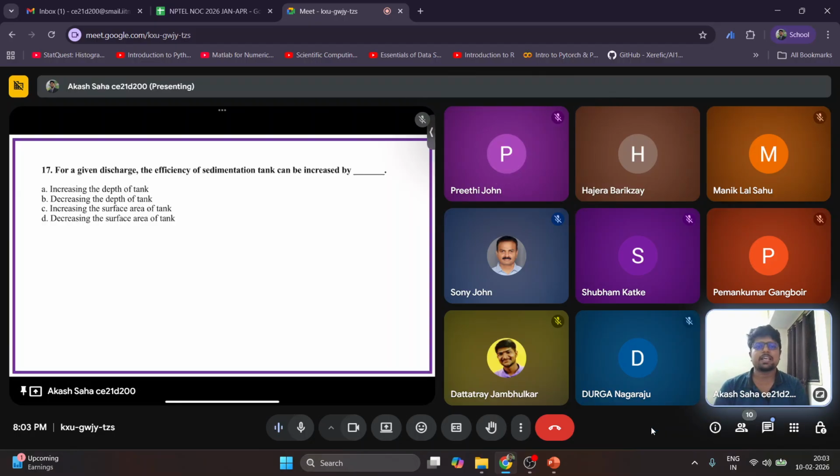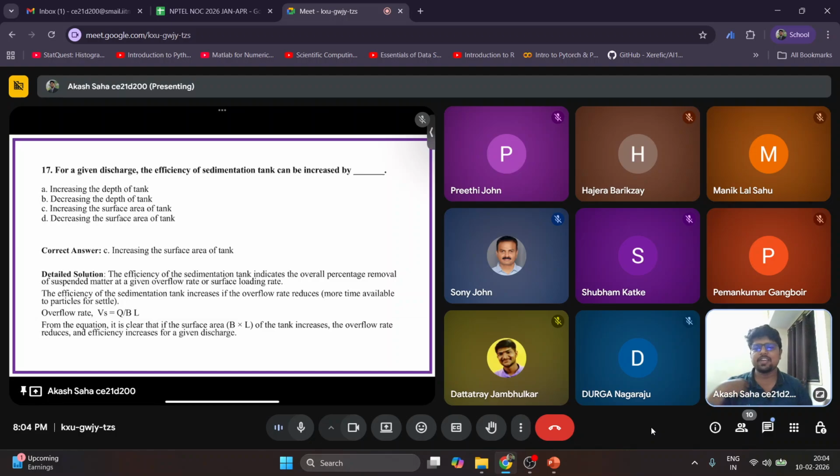Okay, but we are seeing one formula again and again, right? So we know that surface overflow rate is equal to discharge by the surface area. So to increase the efficiency, we have to decrease the overflow rate. The lower the overflow rate, more particles will be settling. Okay, so based on that formula only it is coming. To decrease the overflow rate while keeping the same discharge, so Q is not changing, we have to increase the surface area. Okay, now I hope you are able to relate.